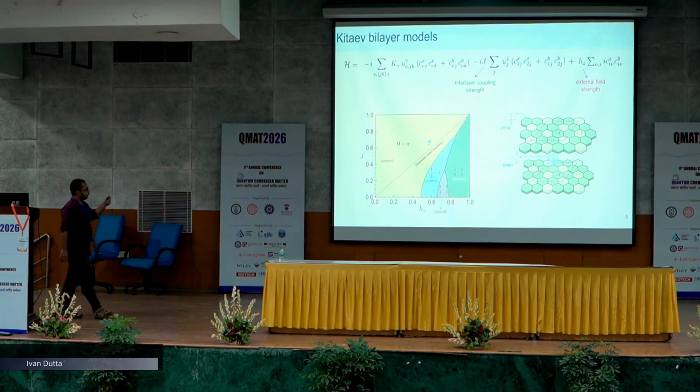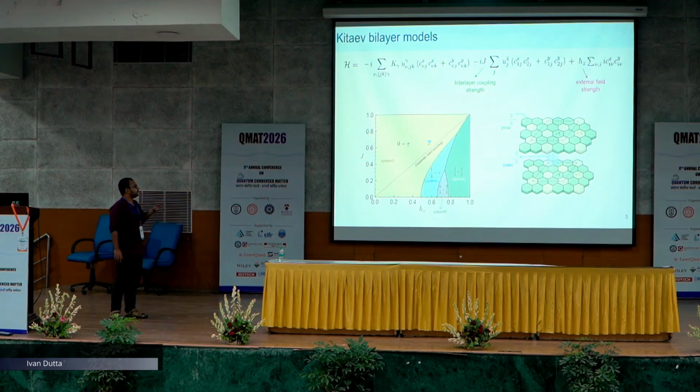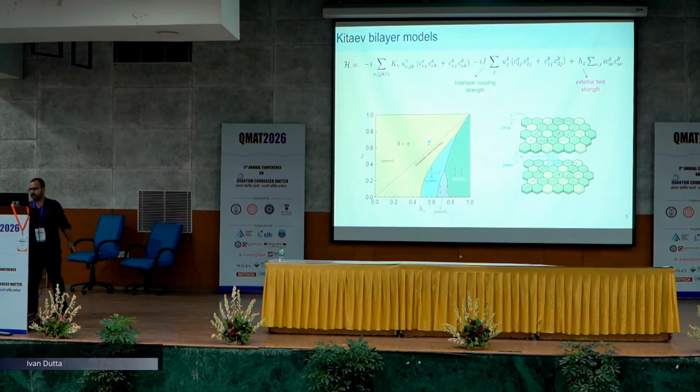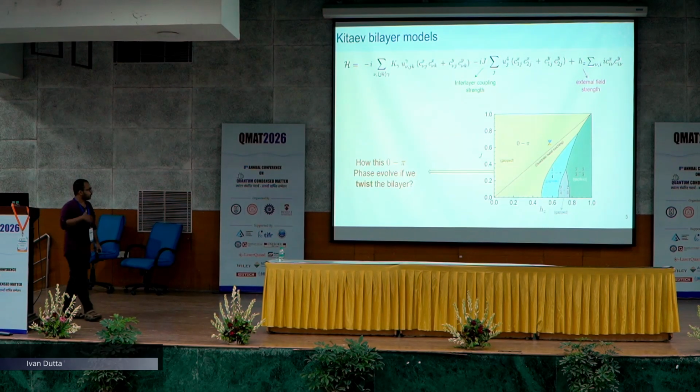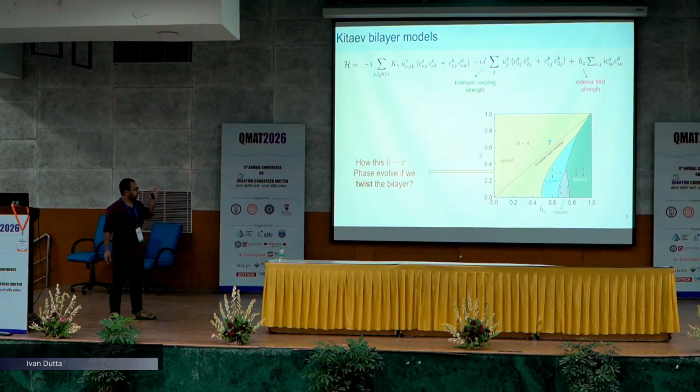You can also see that different gapped and gapless phases emerge within the system, also with quadratic band touching. Now again we are interested in more exotic situations. We have seen that this is a 0 pi sector, and now what if we twist these bilayers, how does this 0 pi phase evolve?